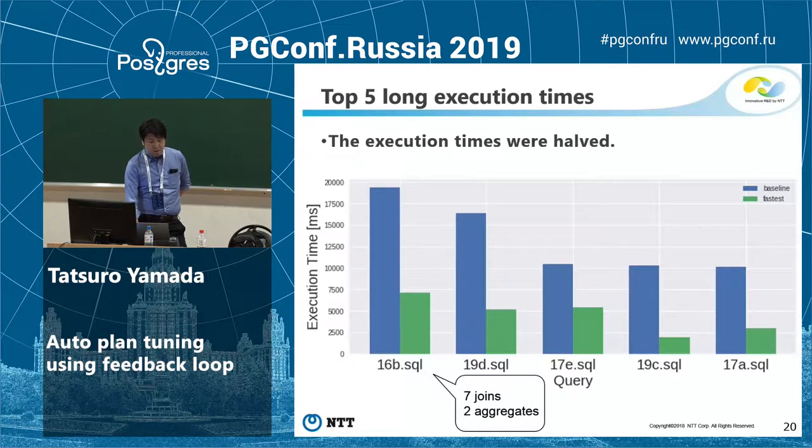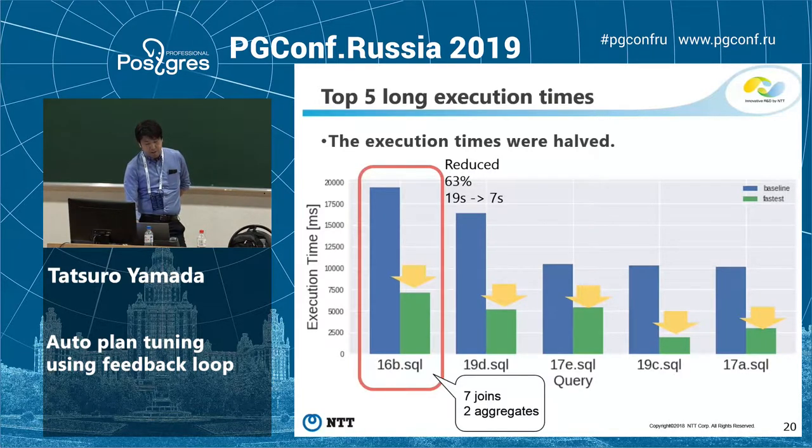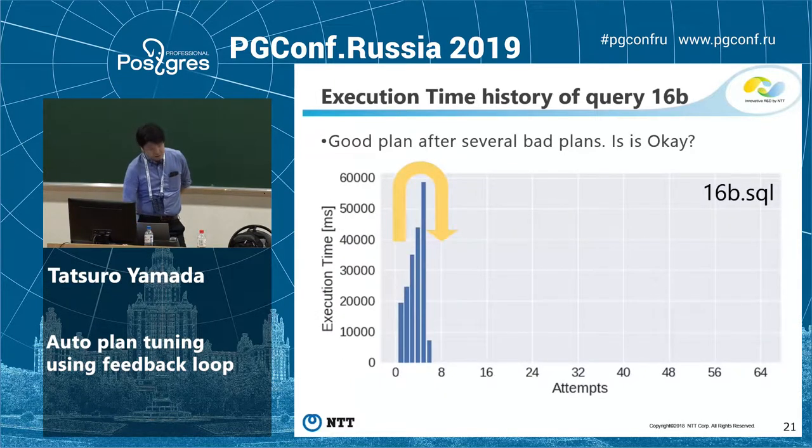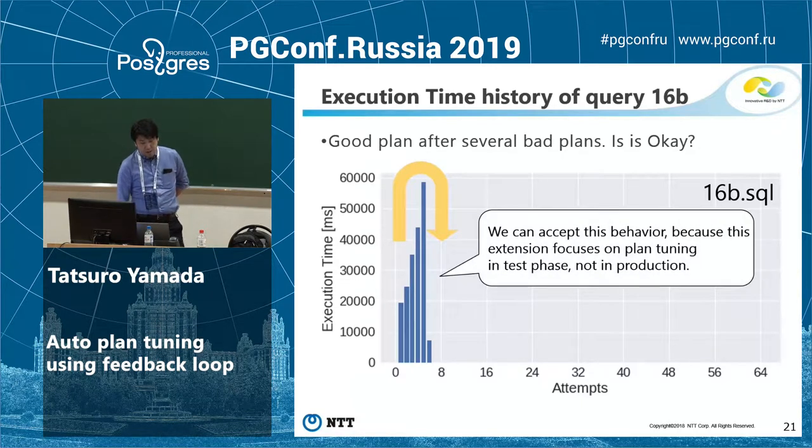Let's change the point of view. This is the top five long execution times graph. All execution times have gotten less than half. You can see the longest execution time was 16B SQL. Let's see the query on the change of execution time. Looking at this graph, the iteration converged at the sixth time and the execution time is halved. But the plan can be seen to be degrading until it reaches there. This is not ideal behavior, but this is acceptable because this extension is aimed at plan tuning during the performance test phase.